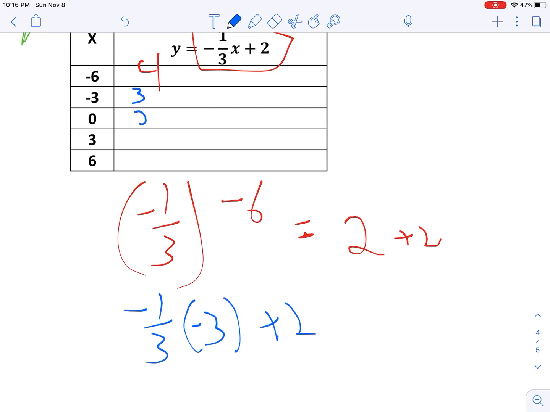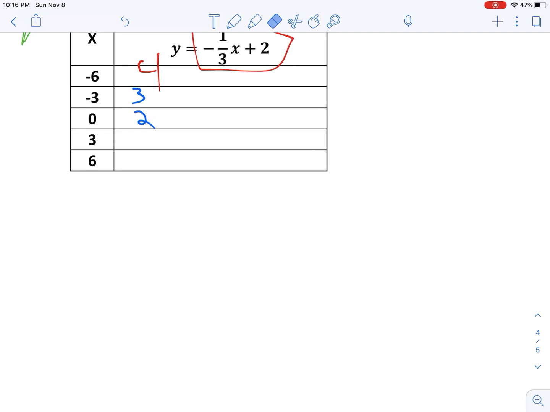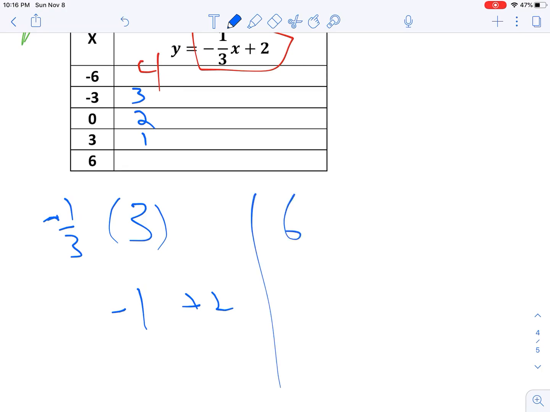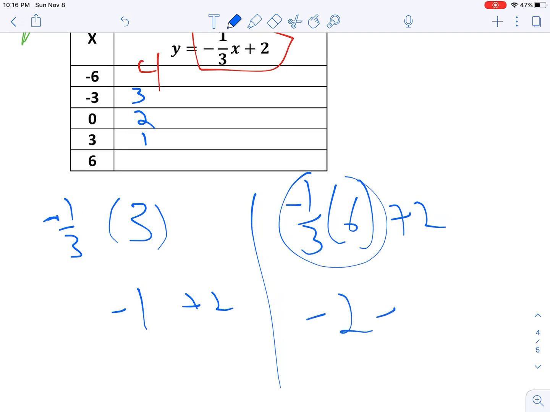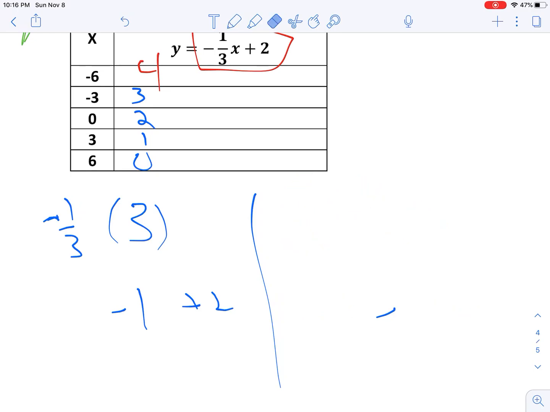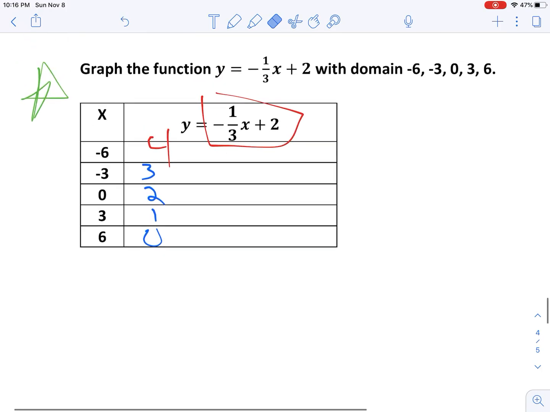Plug 0 in here, I would get 2. When I plug 3 into this equation, it's going to give me -1 plus 2, which gives me 1. And when I plug 6 into this equation, this is going to give me -2 plus 2, which is 0. Okay? So again, all I do is I put the x value into the equation to get my y value.